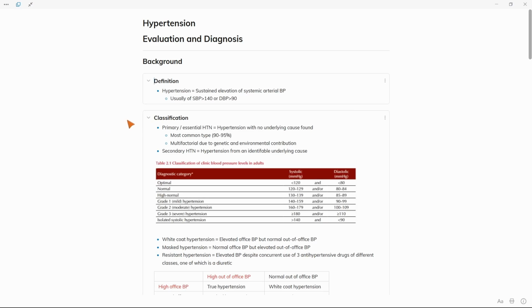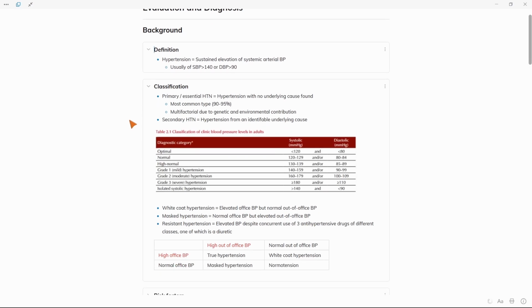There are several ways to classify hypertension. The most common one is into the causes, which are primary or secondary hypertension. Primary hypertension is also known as essential hypertension. That is defined as hypertension when there is no underlying cause found. This is the most common type of hypertension, encompassing 90 to 95% of all cases of hypertension. The underlying cause is unknown, but it is thought to be multifactorial due to combinations of genetics and environmental contributions, such as risk factors, which we will cover below.